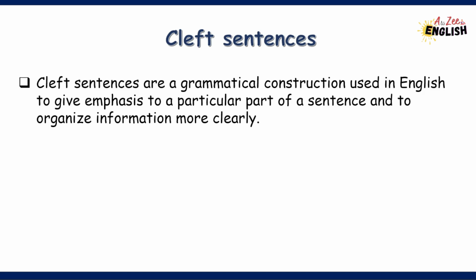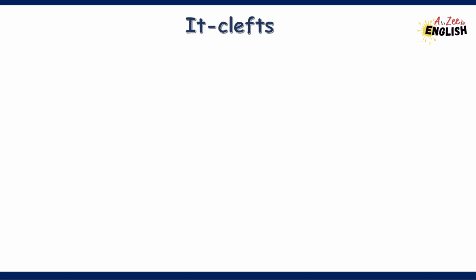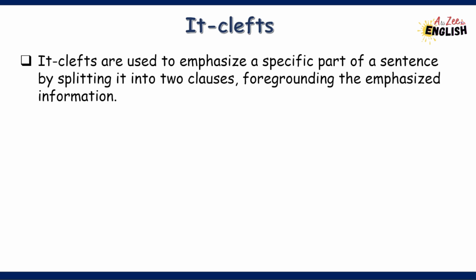There are two primary types of cleft sentences: IT clefts, WH clefts. Each serves a unique function in emphasizing different elements of a sentence. Let's discuss the IT clefts. IT clefts are used to emphasize a specific part of a sentence by splitting it into two clauses, foregrounding the emphasized information. So, IT clefts are a way to highlight a specific part of a sentence by breaking it into two parts, making the emphasized information stand out more clearly.